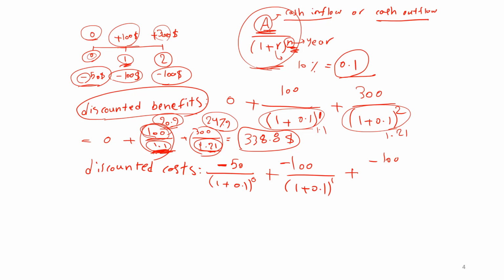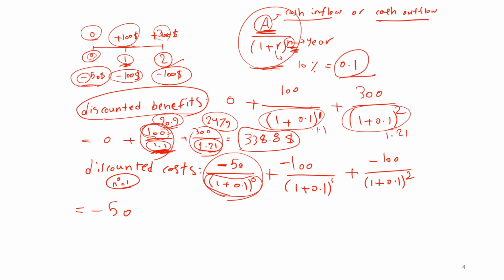So $100 over 1 plus 0.1 to the power of 2. Why? Because n is 2, year is 2, so I put 2 here. So first I want to calculate this one. 1 plus 0.1 is 1.1 to the power of 0. Whatever to the power of 0 will be 1. So I can write it here. N to the power of 0 is 1 always. It's mathematics, right? So it will be 1. So this will be negative $50.